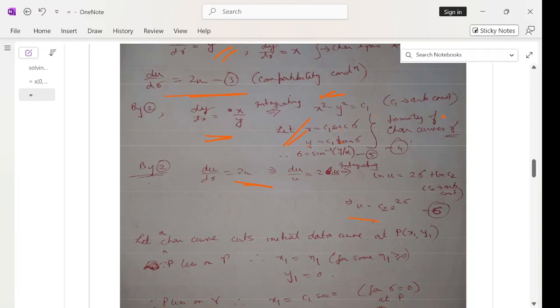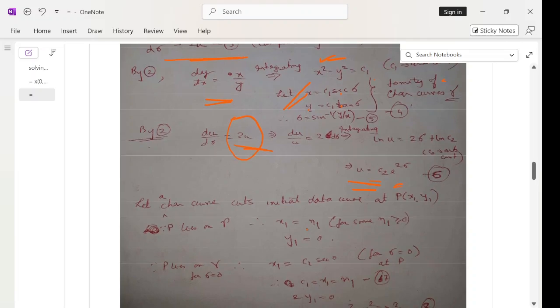So see, unlike the previous sum, here you are having some non-zero term here. So that is giving you some change, obviously. Okay. So I can now find out C2, again an arbitrary constant. So u equal to C2 into e to the power 2 sigma. Okay. Now as before, let us consider a characteristic curve cutting an initial data curve at some point P.